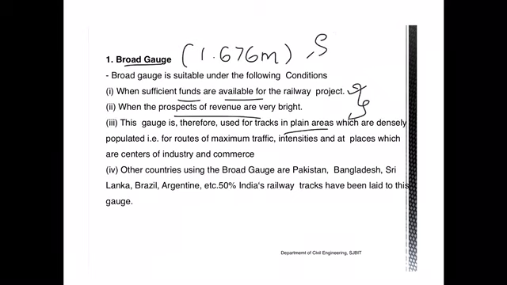In India we also call this a standard gauge, and it is adopted in most of the railway track sections. Other countries that have also adopted the broad gauge, similar to India, include Pakistan, Bangladesh, Sri Lanka, Brazil, Argentina, etc. And in India, out of the total railway track we have, 50% has a gauge width of the broad gauge, which is 1.676 meter.